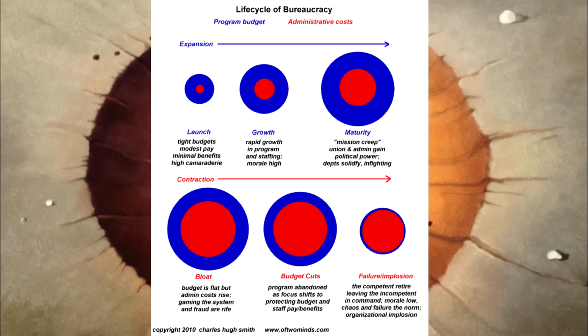Sound familiar, huh? So the bloat. The budget is flat, but the administrative costs rise. Doesn't this sound exactly like what's going on in the public indoctrination system? Yeah, they always need more money. Now, if we just had more money, we could improve the schools. But every time they get more money, it either goes to some slush fund and doesn't get spent on the school anyway, and the money that makes it to the school gets spent on the administrators. Yeah, gaming the system and fraud are rife.